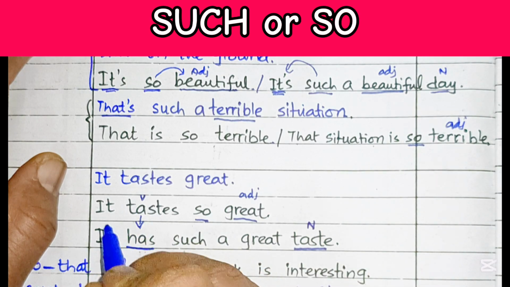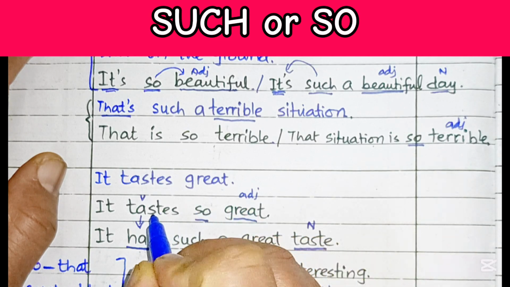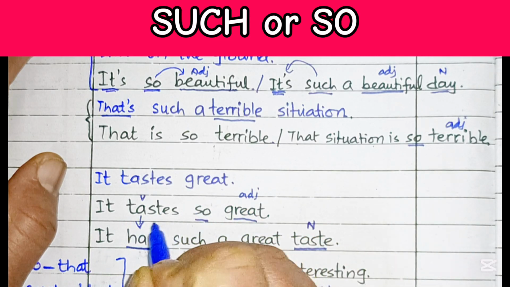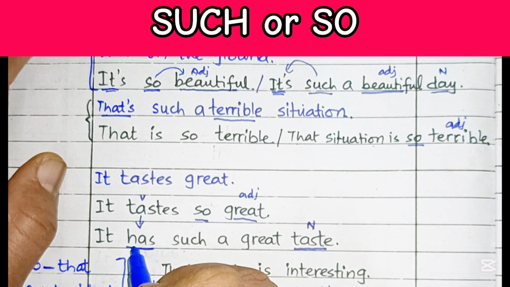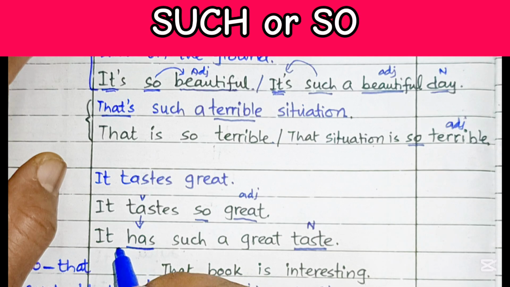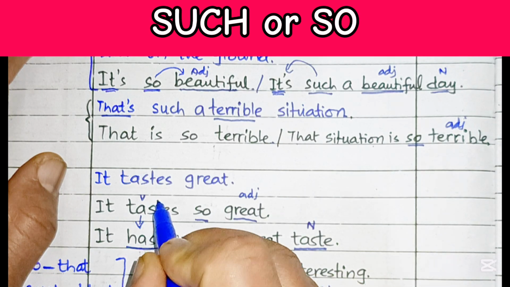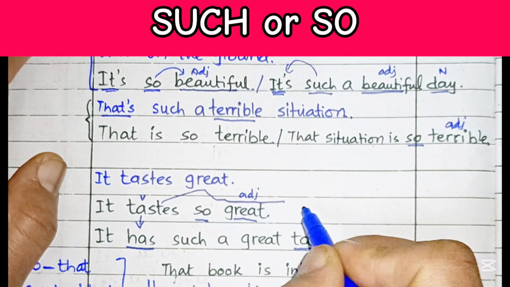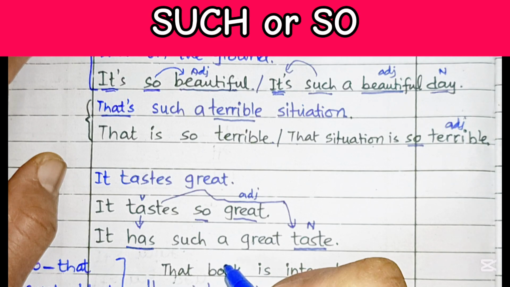So in these two sentences we can see that in it tastes so great, we have to put so before the adjective because the word taste is being used as a verb. But if we change this to has, and I made taste a noun over here, the verb in one sentence can become a noun in another sentence. So this is the difference. We can see the difference.